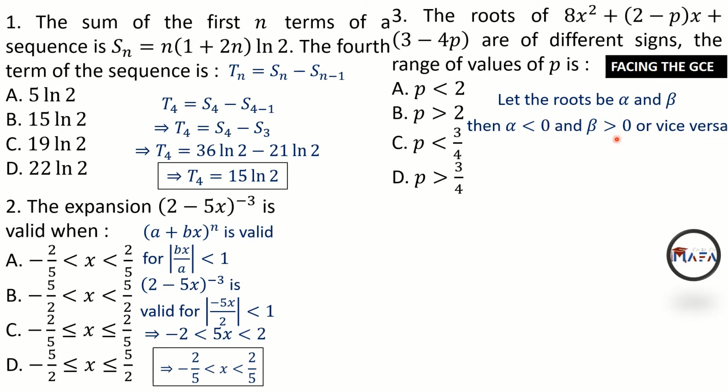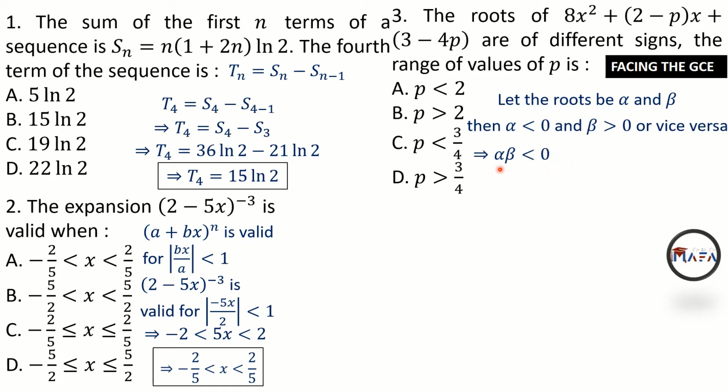In both cases, whenever we multiply the roots, we are always going to get something negative, because if the roots are of opposite signs, then the product of the two will always be less than 0. If alpha is less than 0 and beta is greater than 0, multiplying a negative number and a positive number, the result will be negative. If alpha is positive and beta is negative, when you multiply, you still get a negative number. Negative means less than 0.